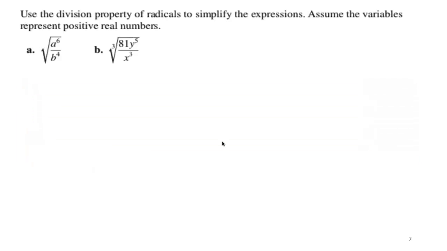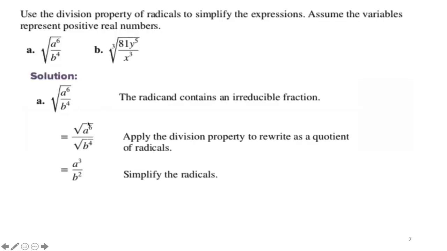Okay, so for example, suppose I have these two problems, and I want to simplify these radicals using the division property. For the first one, notice that the radicand contains an irreducible fraction. In other words, this fraction right here cannot be reduced. And so we use the division property by taking the radical of each of the individual numerator and denominator. So the square root of a to the 6 is a cubed. The square root of b to the 4 is b squared. And so this is using the division property.